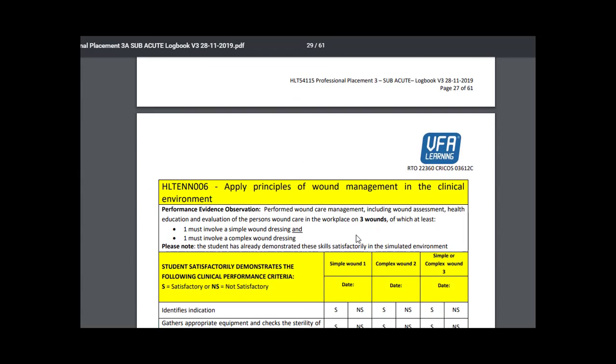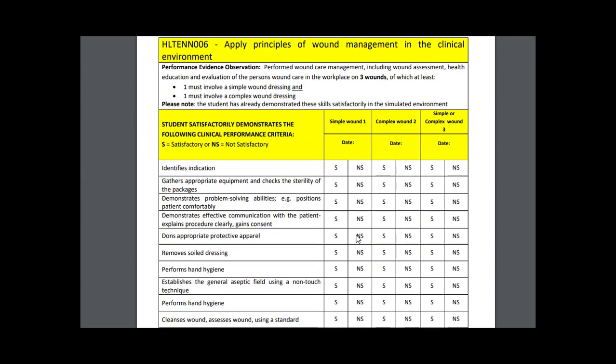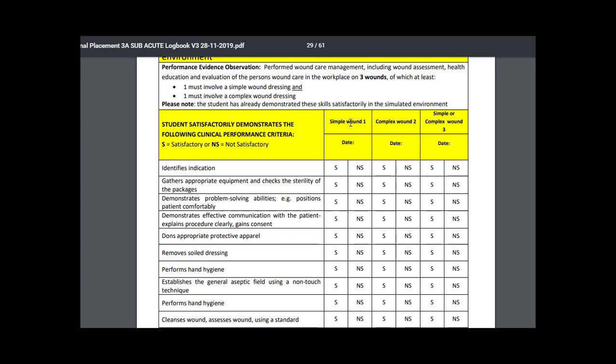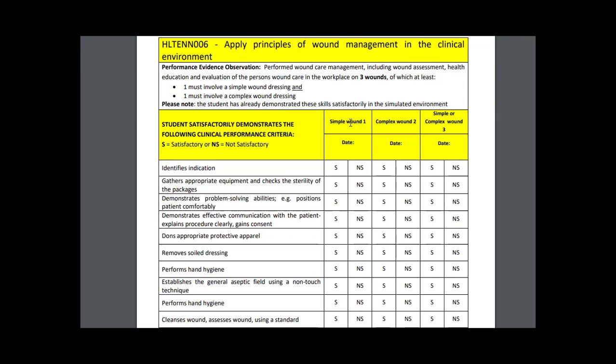Okay, so this is the first one here, which is apply principles of wound management in the clinical environment. So basically a simple wound is any wound that does not require any other dressings besides a dry dressing. So a complex wound dressing would be a moist dressing, or a dressing that requires ointment or other special care. So we want you to do just one simple dry dressing and then one with more complex moist dressing.